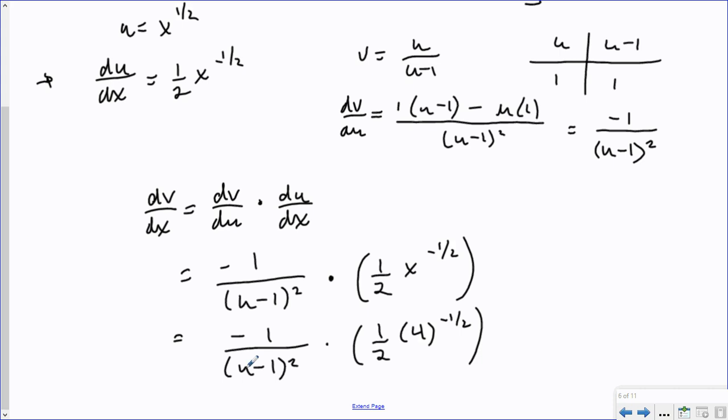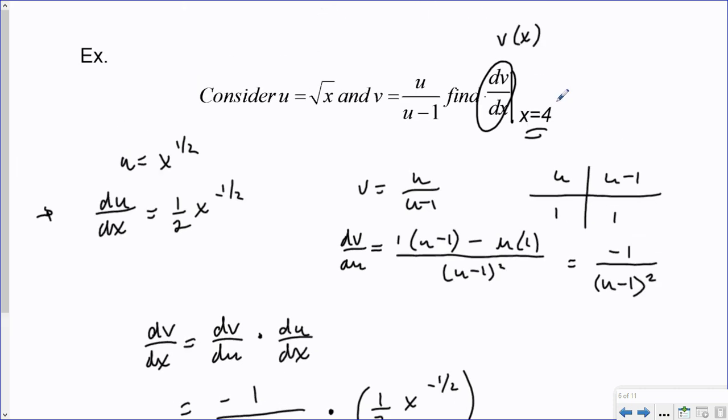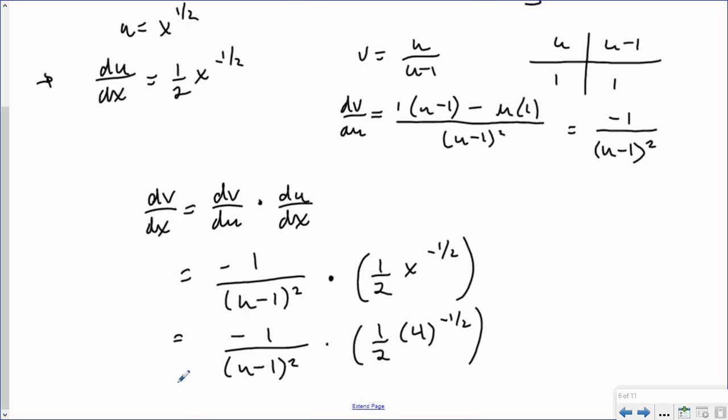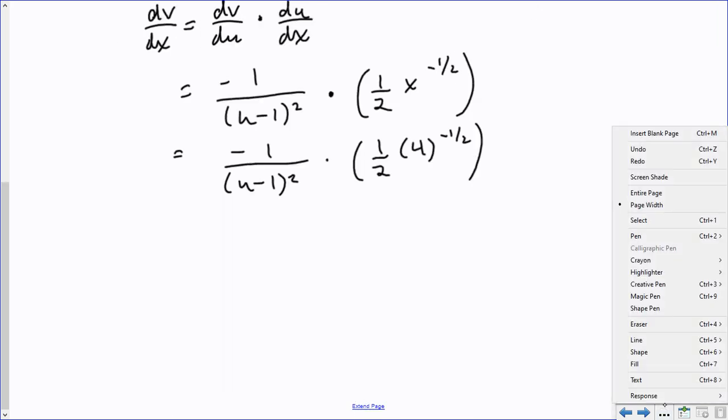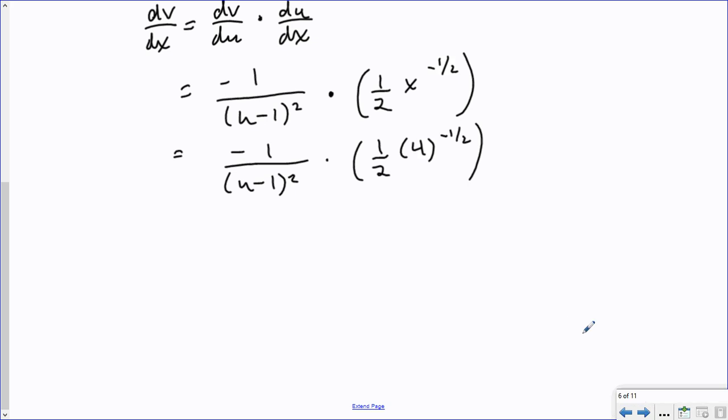Okay. Now I still have my u in my original question that I've been asked to find, dv dx. I still have u. So what I need to do in this case is find a corresponding value of u when x equals 4. Okay, now I can do that right here. So at the particular instance when x equals 4, the square root of 4 is 2, u equals 2. Okay, so now it allows me to substitute.